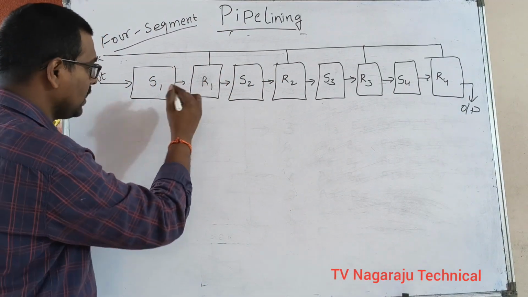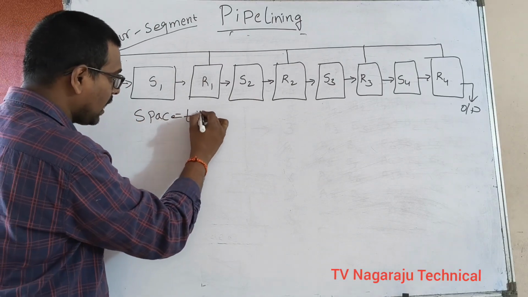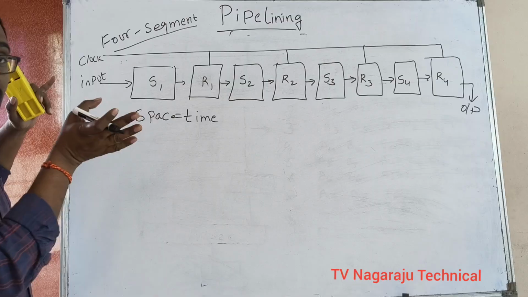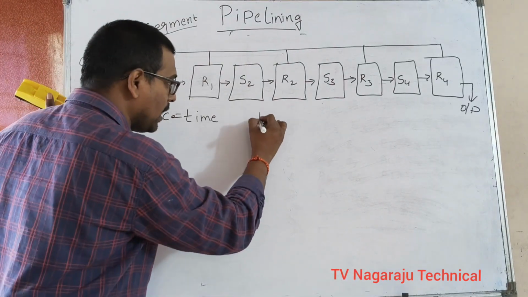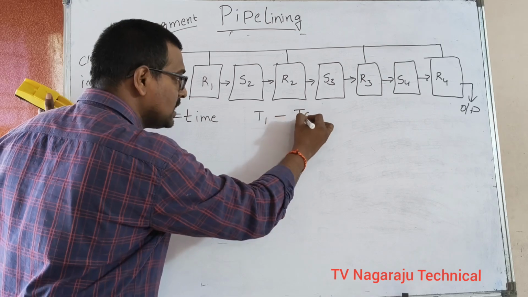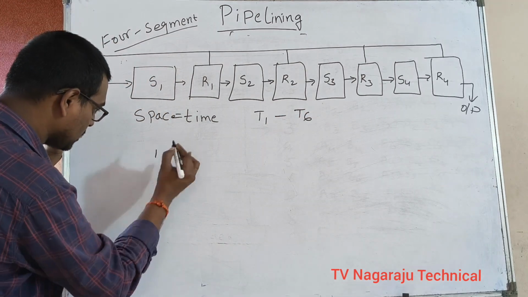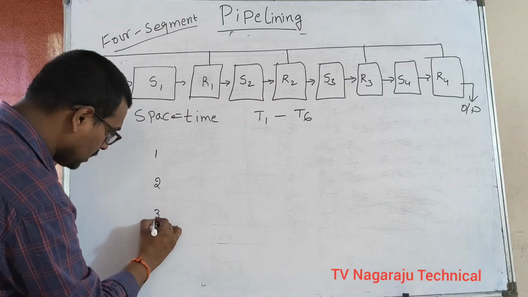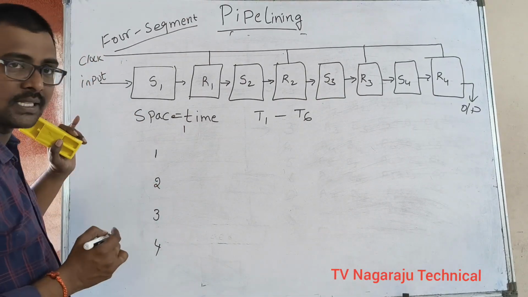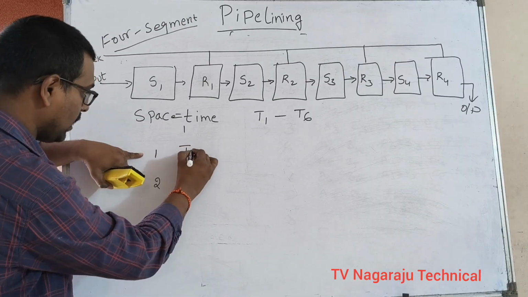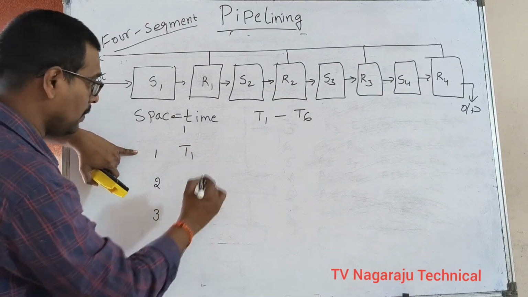For understanding this, we are using a space time diagram. How the tasks are executed, we can represent by using a space time diagram. Assume we have 6 tasks, T1 to T6. Now, segment 1, segment 2, segment 3, segment 4. So, in the first clock cycle, task T1 enters segment 1. So, the remaining are all empty.